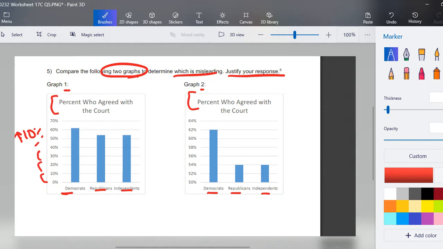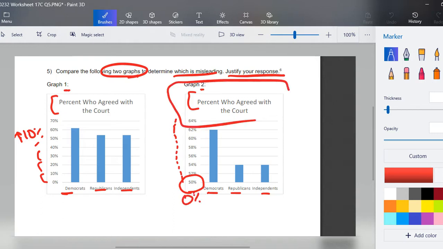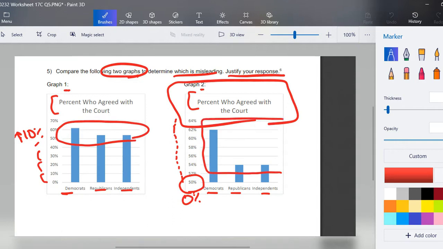That looks good so far, and then looky here. It's not starting at 0. It is starting at 50. It is going up by 2 increments from there, but it is not starting at 0%. Here's our winner on misleading. And if you look at the graphs, these look fairly similar, but when you distort your vertical axis, it looks like a huge difference between Democrats, Republicans, and Independents.